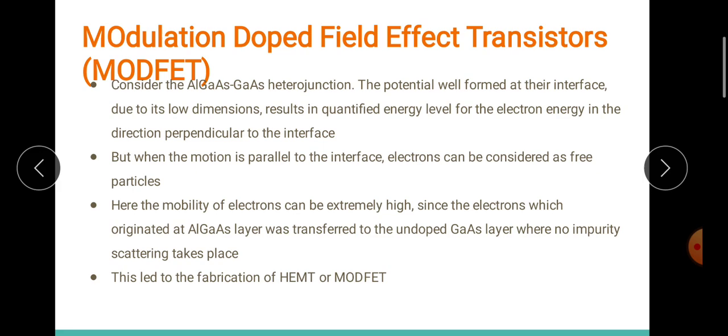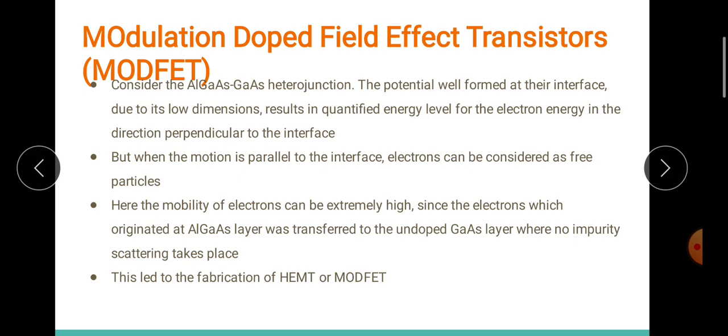Now, we have two types of transport, right? The parallel and the perpendicular. Parallel transport occurs when your electron moves parallel to the interface, and perpendicular transport when your electron moves through your barrier or perpendicular to your interface. When we studied parallel transport, we have seen that when the electron motion was parallel to the interface, the electrons were in fact considered as free particles, right? And in such a case, the mobility of the electrons can be extremely high.